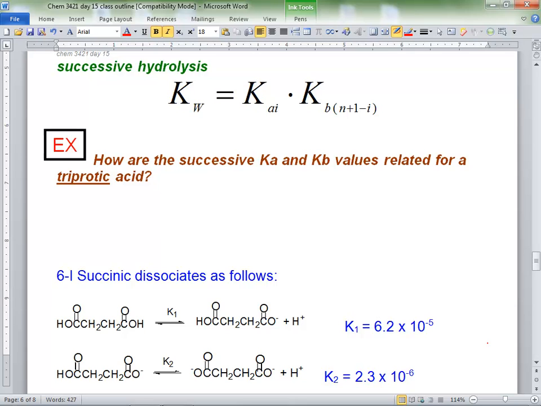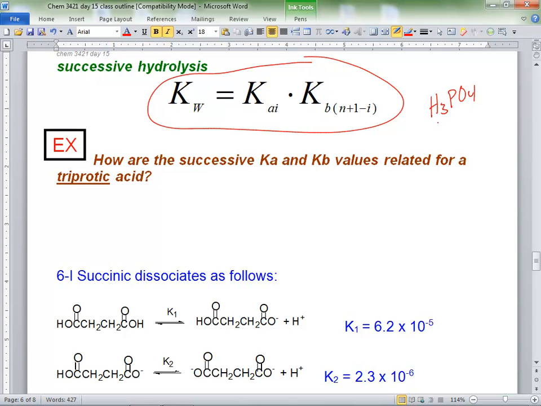Successive hydrolysis. This is the last thing. And all they're saying is if you have an acid like phosphoric, it's got a bunch of protons, right? How do you relate all the different Kas? Because one H goes off. They call that Ka1, the most acidic hydrogen. Then the second one comes off, they call it Ka2. The third one comes off, Ka3. So how do you relate them all? Let's go ahead and see if I can show you. This is the relation you're supposed to figure out how to use.